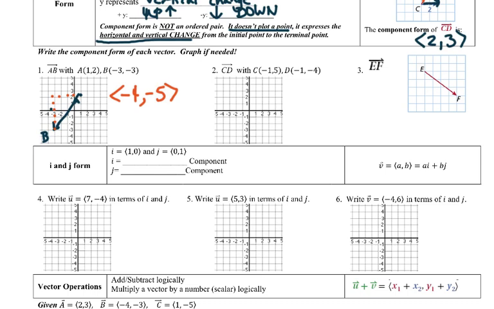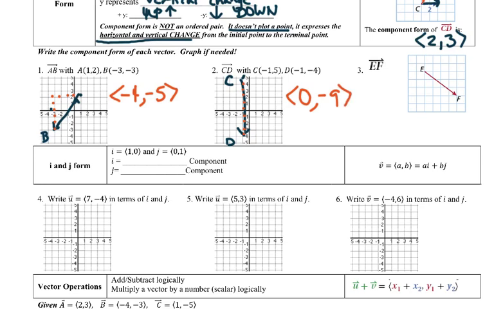Try the next one. CD, -1, 5 is up here. There's C. And then -1, -4 is D. So this vector goes straight down. Because it goes straight down, does it have any horizontal change? You are right, it does not. Does it have a vertical change? 1, 2, 3, 4, 5, 6, 7, 8, 9. It went down 9.